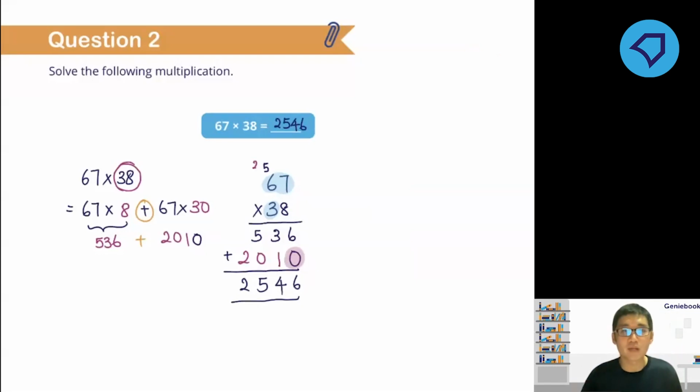So the most important part of this working here is actually this one. A lot of students forget to put that 0 at the back, because after all, we are multiplying by a multiple of 10. So eventually we need to add a 0 to the back of the answer. So this 0 in the second row is very important. Make sure you put that first before you start doing the multiplication.